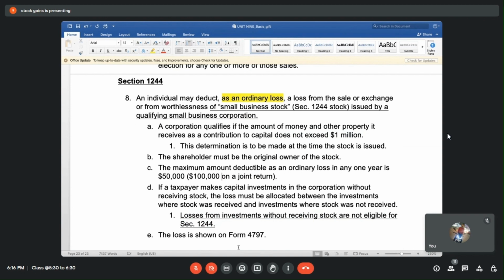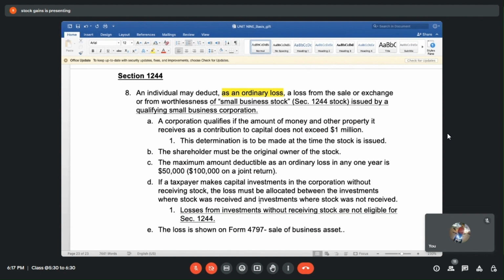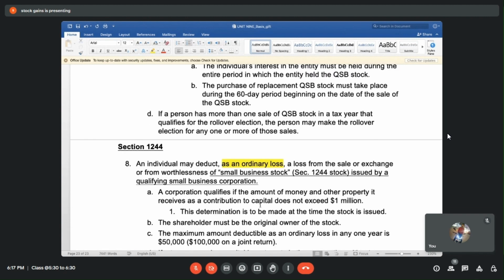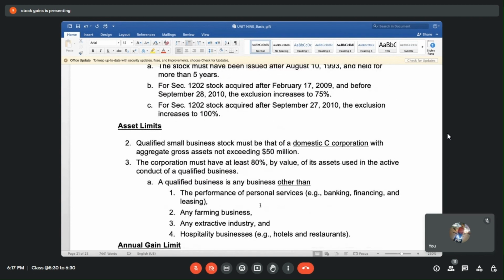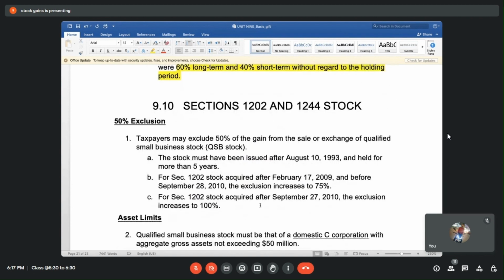It also needs to be reported on Form 4797. Okay, with this we have closed all these capital gains and stocks, basis adjustments. Any questions here? Any doubts? Does everybody know now what is 1202 stock? What is 1244 stock?